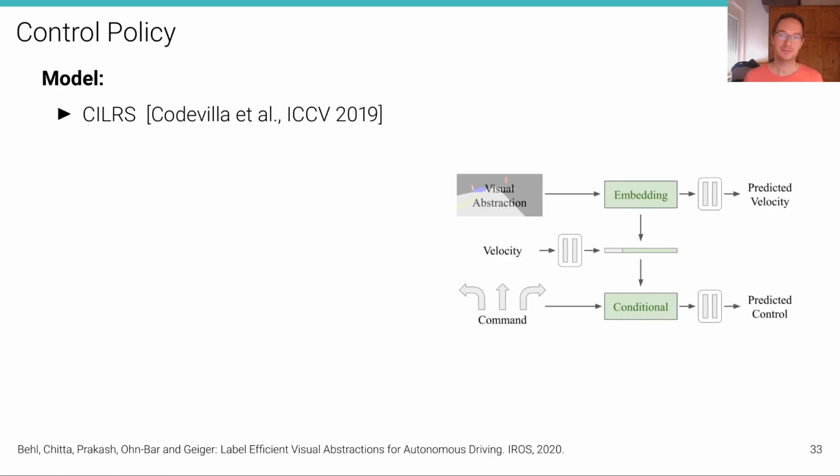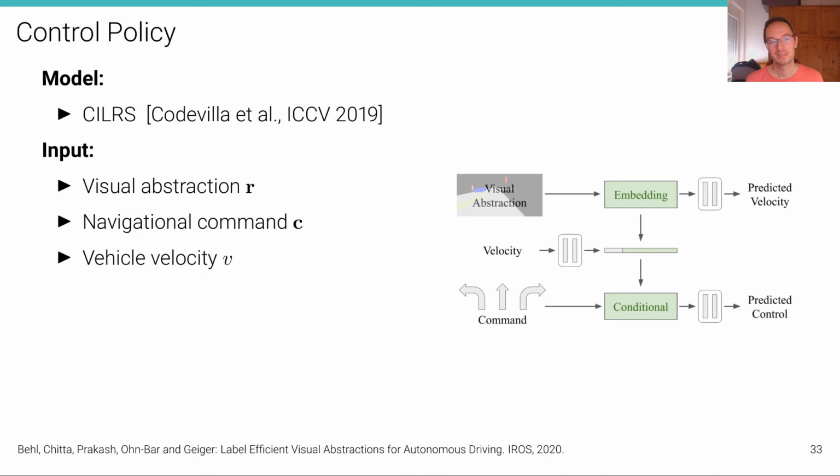The model that we use is the conditional imitation learning model SILRS, the state of the art of 2019, which uses as input the visual abstraction R in this case, not the image, but now we input R into this policy. The navigational command, as also in the original model, and the vehicle velocity as input.